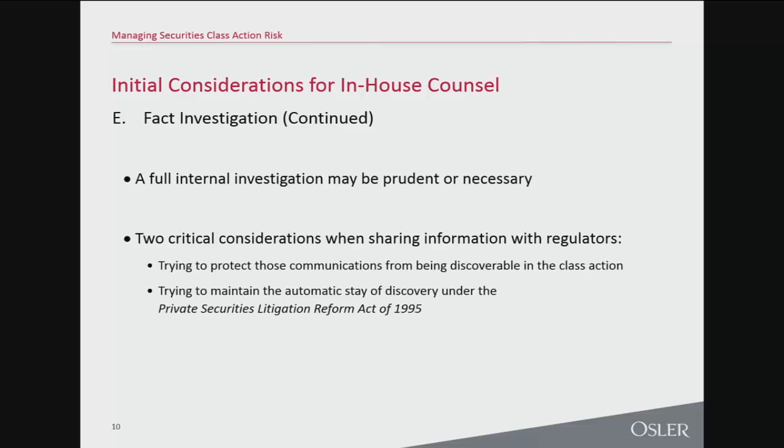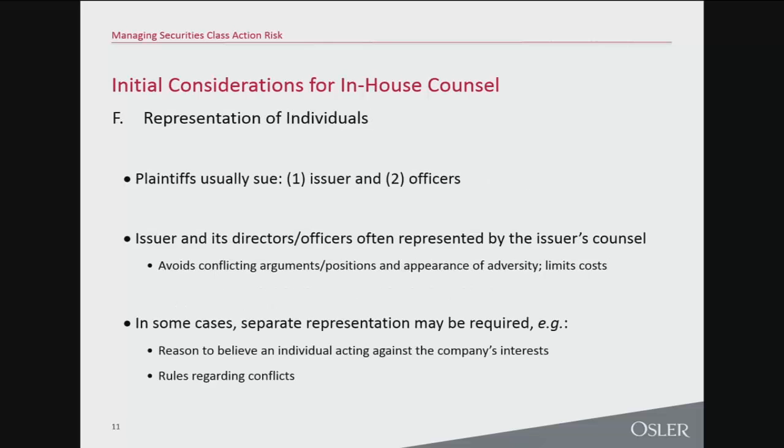Alan, I think one other issue that we could cover is the representation of individuals. I mentioned that sometimes there are issues with employees, and I think you guys have good thoughts on how to deal with handling individuals as defendants as well as companies.